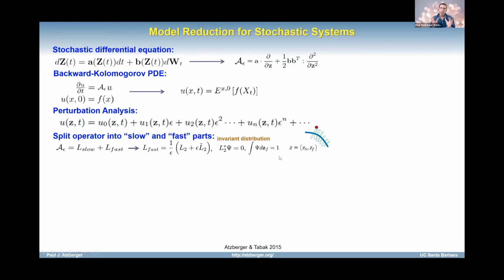What I should mention about all this is that splitting into fast and slow requires you to classify your degrees of freedom into these two classes: degrees of freedom that I want to keep and retain, and degrees of freedom that I want to average away and basically fold into the statistics. So there's a bit of an art to how you do that in practice. Typically, the way you go about doing that is through dimensional analysis. Once you do that, you get an operator of this form.